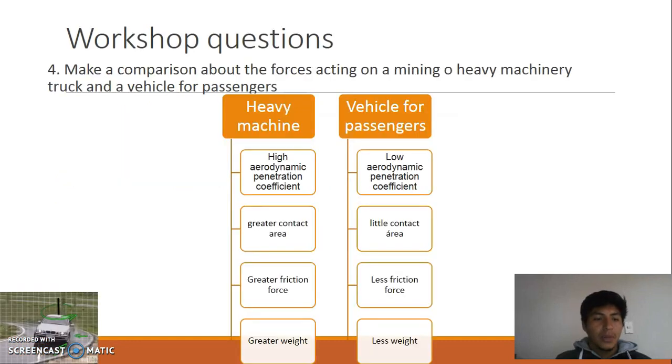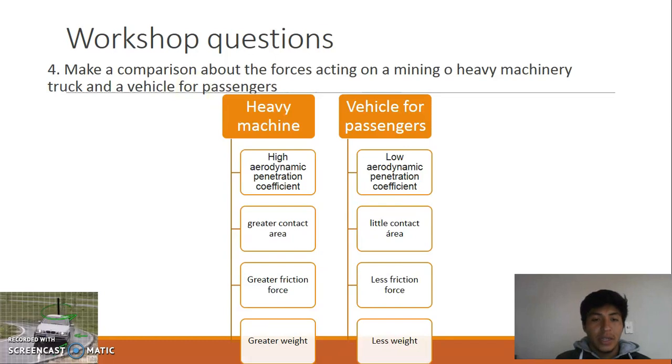And finally, the question number 4 is, make a comparison about the forces acting on a mining or heavy machinery truck and a vehicle for passengers. Here there are many differences. For example, the heavy machine has a higher aerodynamic penetration coefficient, and the vehicle for passengers has a low aerodynamic penetration coefficient.